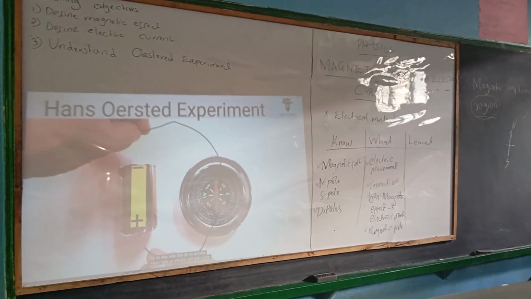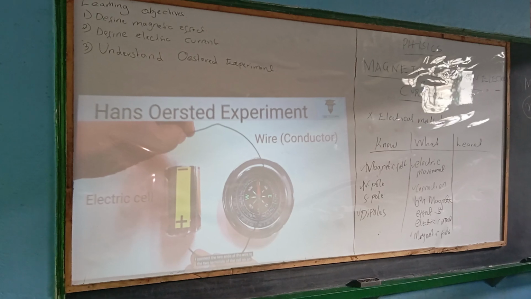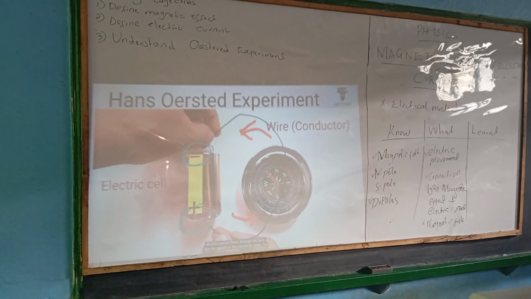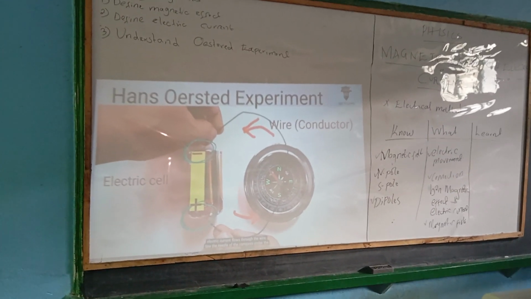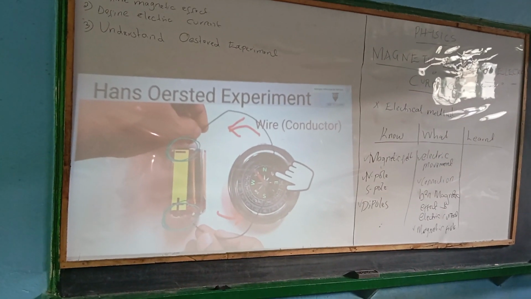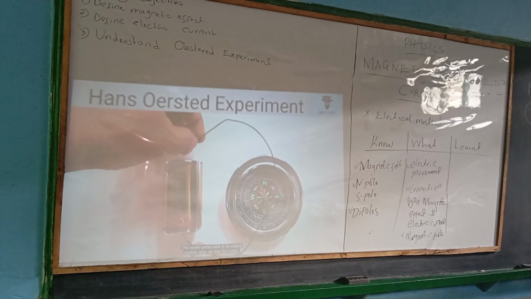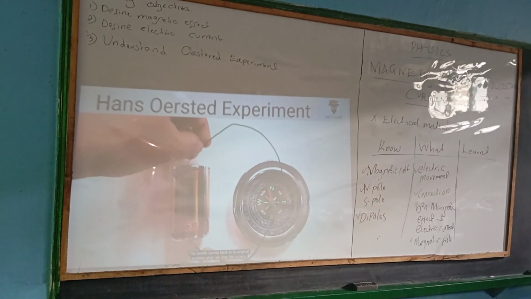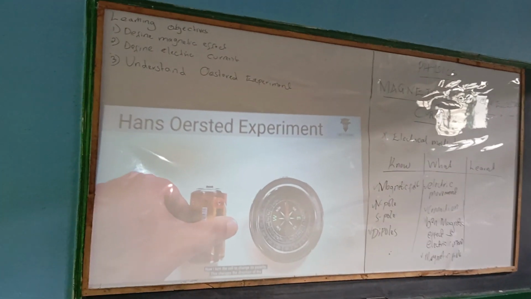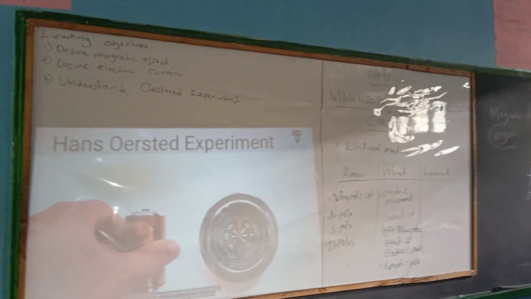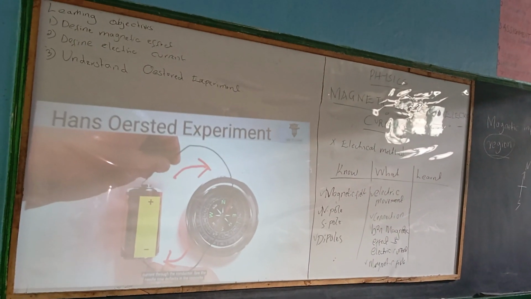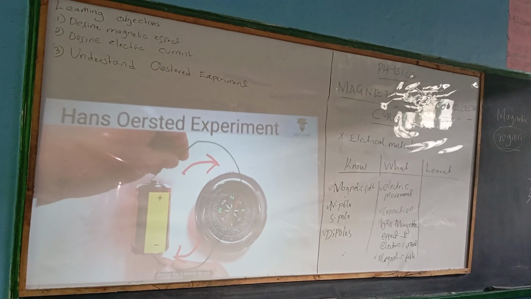Here, I take an electric cell and a wire. I connect the two ends of the wire to the two terminals of the cell. So, an electric current flows through the wire. See, the needle of the compass under the wire deflects towards the west. The needle comes back to its original position when we stop the current. Now I turn the cell to change its polarity. This changes the direction of the current through the conductor. See, the needle now deflects in the opposite direction, that is, towards the east.